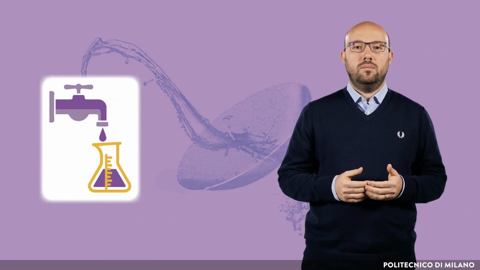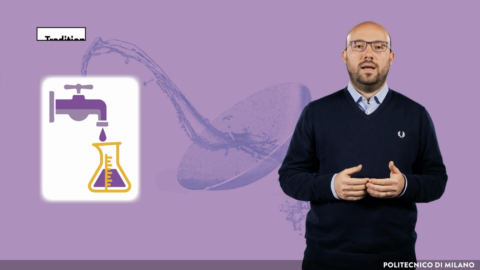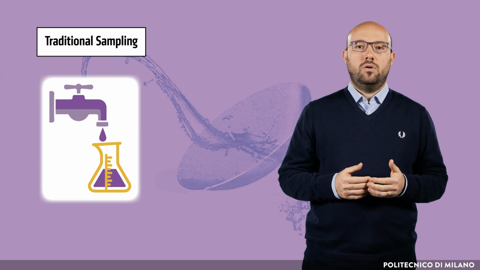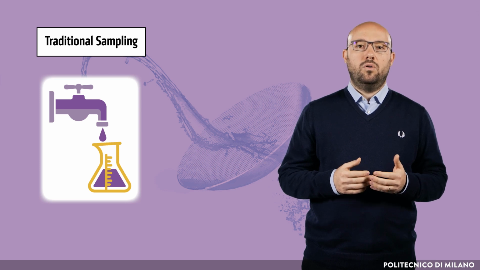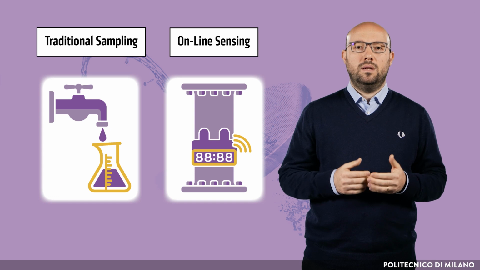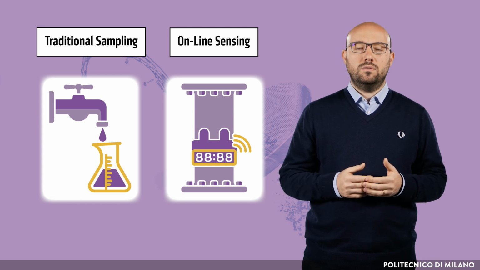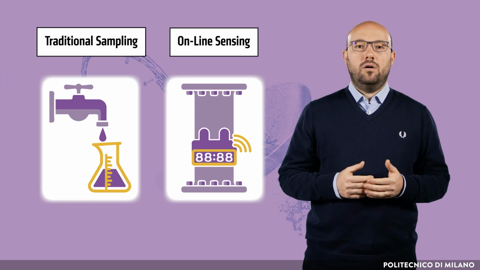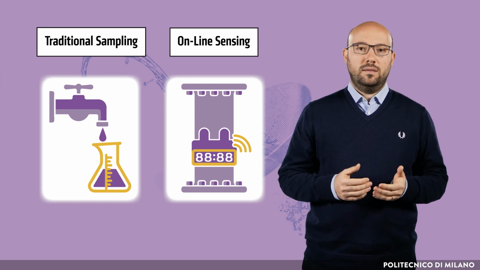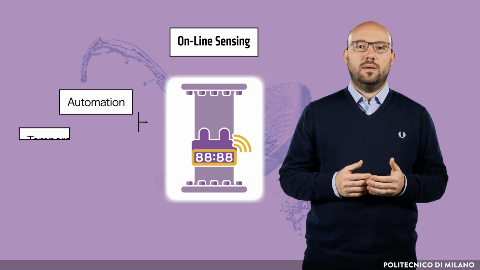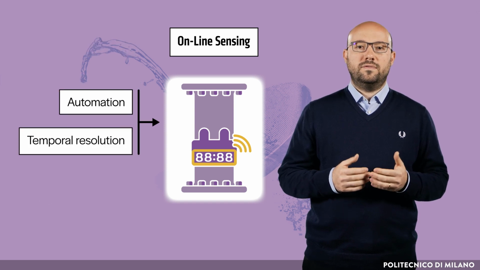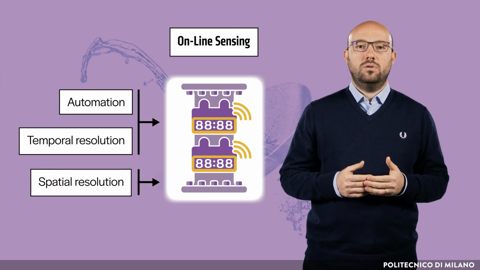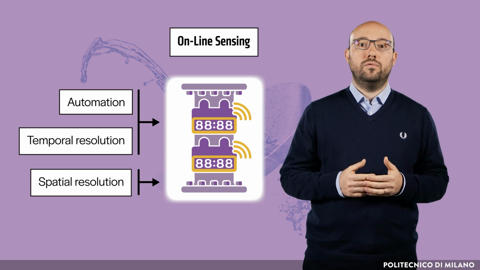Analytical instrumentation can be operated in laboratory to analyze water samples, periodically collected by human operators, also running the analysis, or can be installed online in the distribution network for continuous, autonomous, real-time measurement. Clearly, online monitoring provides evident advantages in terms of automation and temporal resolution. If several sensing nodes are installed in the distribution network, the spatial resolution in monitoring is also greatly improved.